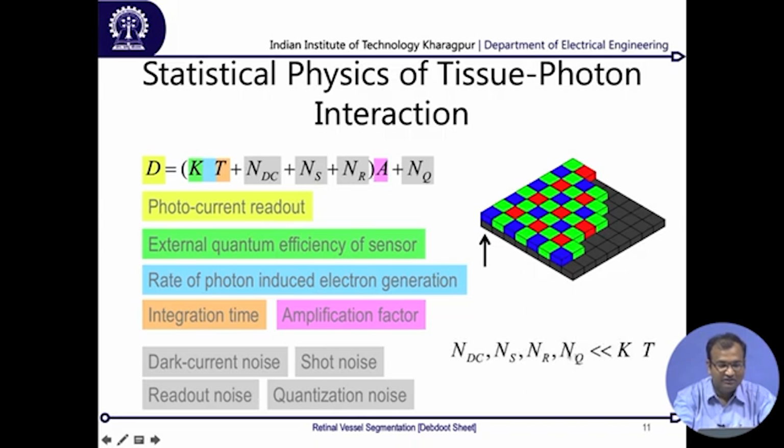Together, in any general operating condition, these noises would be much lesser than k rho t over here, which is the rate at which photons are being generated. Then the distribution of this current, this readout voltage D over here, will be guided by the distribution of this k rho t, and we need to understand that part.